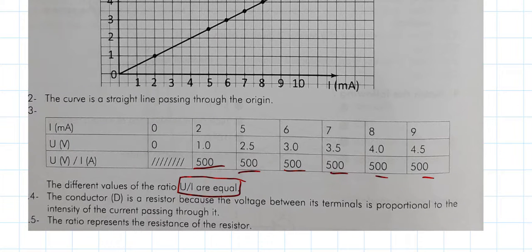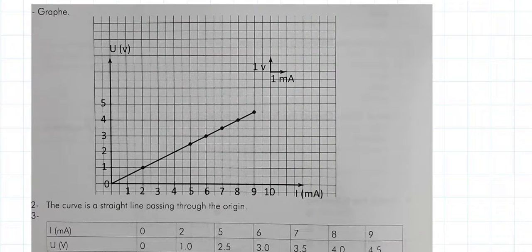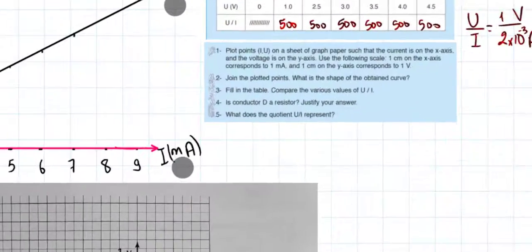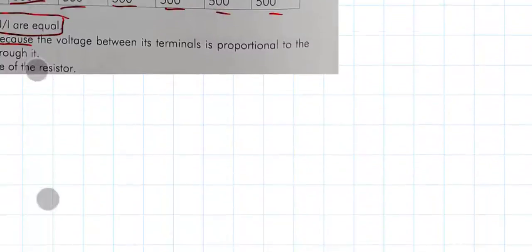Well, it's a resistor. The reason is that the voltage and the current are proportional. If we take a look at the graph, you can see that as we increase the voltage from 0 to 1 to 2 to 3 to 4, etc., the current is increasing and they are proportional to each other. In the final part, what does the ratio of U over I represent, the quotient?